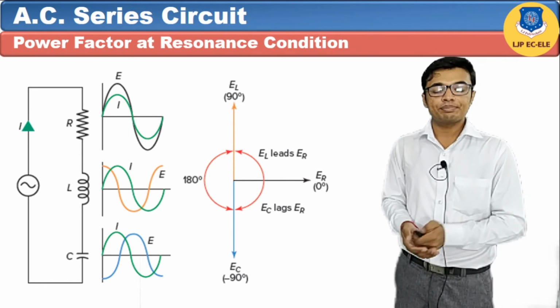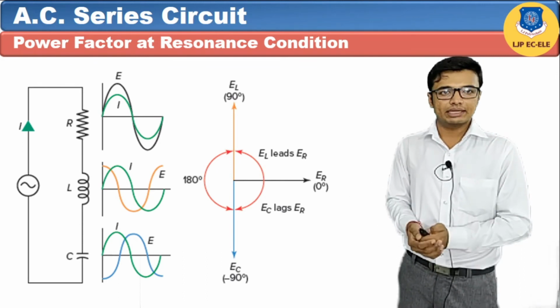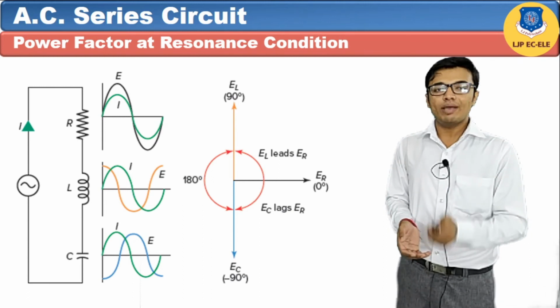After the resonance frequency, the value of inductive reactance is greater than capacitive reactance. So the circuit becomes inductive, and the power factor of an inductive circuit is always lagging.